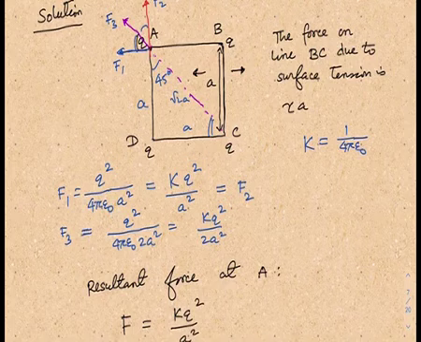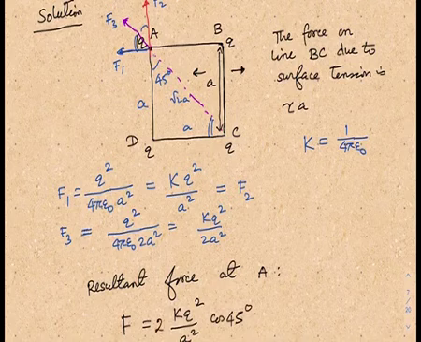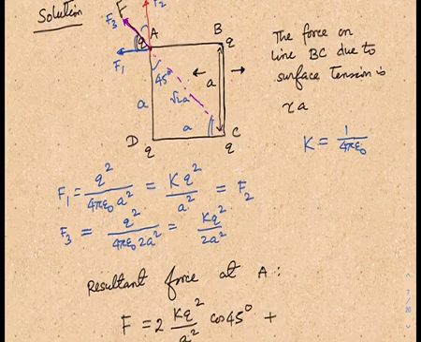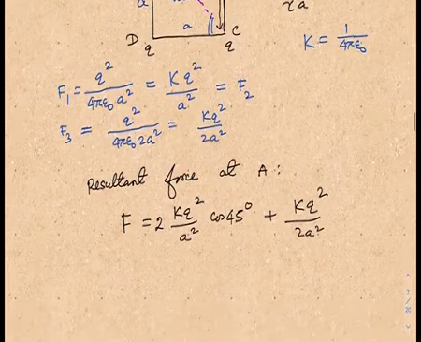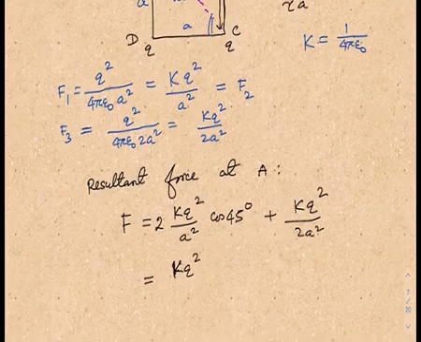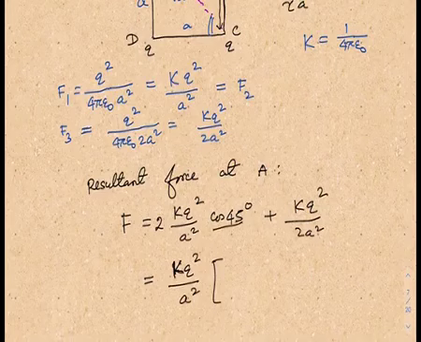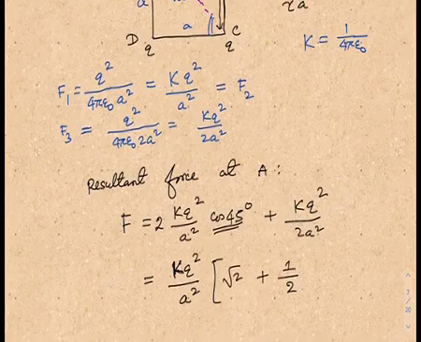This is 45 degrees, so it will be cos 45 degree. Similar would be for F2 also, so twice, and F3 is along, so the resultant force would actually be along this direction, right? So that would be kq square by 2a square. So I can write down the expression now as kq square by a square, and cos 45 degree is 1 by root 2, so this is root 2, and then I have here a half. So that would be my force.